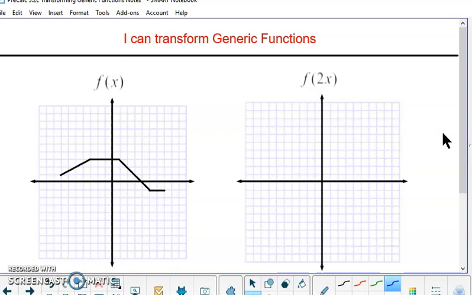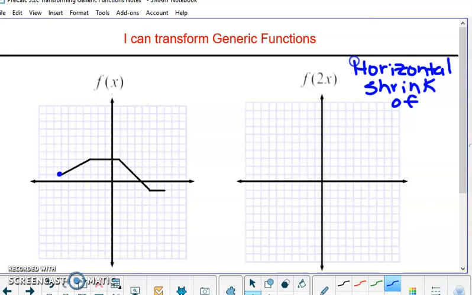Like in this case, because it's on the inside, it's going to do the opposite, and it's going to be a horizontal shrink of 2. So we can kind of see that ahead of time. Okay, so the way we're going to do that is we are going to pull points from the original graph.